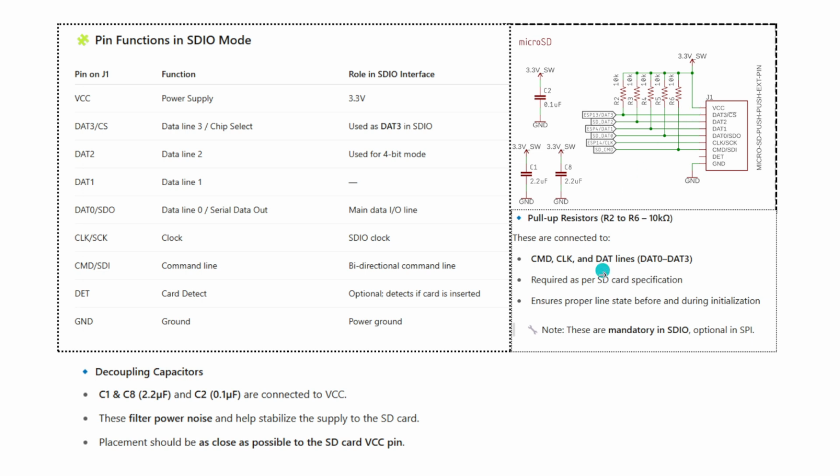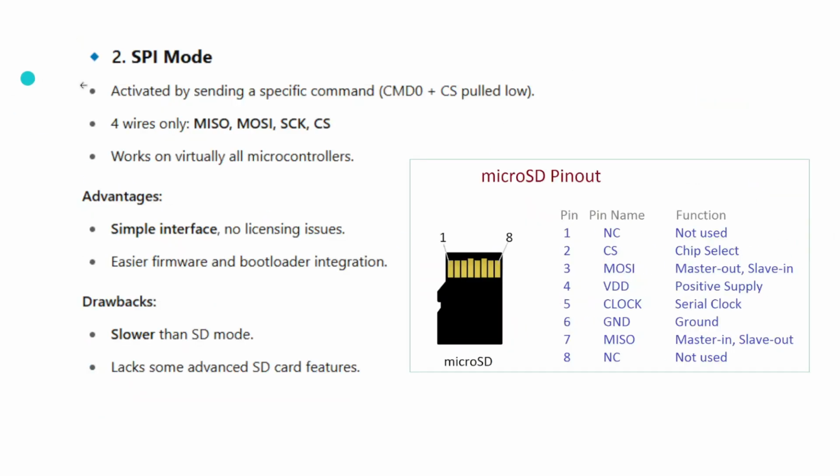When it comes to these resistors, as I talked, these are the pull-up resistors which are connected to the command and serial data lines, and they ensure the proper line state before or during initialization of the SD. These lines are not mandatory when it comes to SPI. SPI is very straightforward. So in this video series, we are not going to use the micro SD card in the SDIO mode. We are going to use it in the SPI mode. Let's go ahead with the SPI mode.